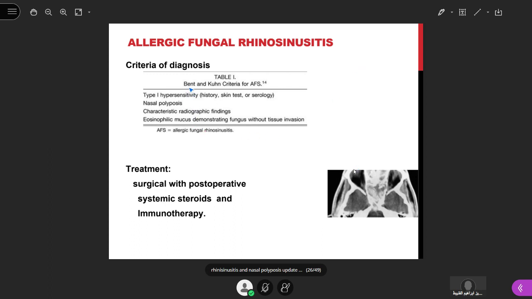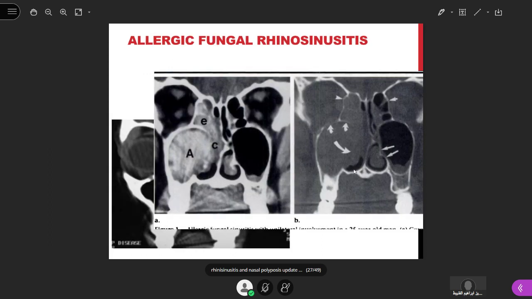So the criteria of diagnosis, which they call the Bent and Kuhn criteria, is the presence of type 1 hypersensitivity, and then there is presence of nasal polyposis, and there's a characteristic radiological finding, which we'll talk about, and there is eosinophilic mucus demonstration, fungus without tissue invasion in histopathology. The treatment is surgical, with post-operative systemic steroid and immunotherapy. We don't give antifungal for the allergic fungal rhinosinusitis.